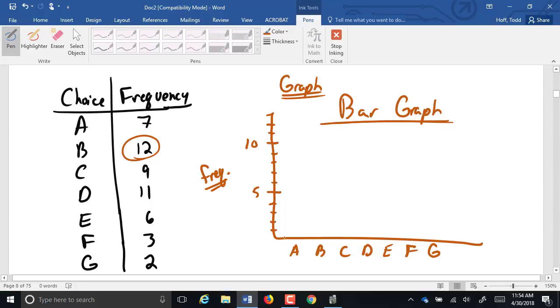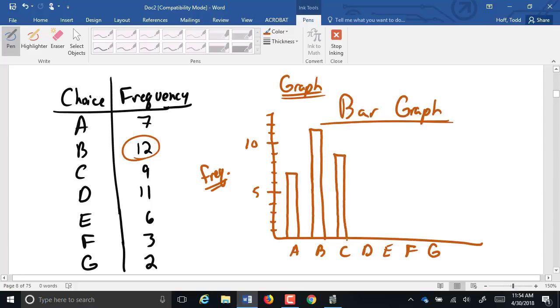So here, letter A had a frequency of 7, so I'm going to draw a bar up to 7, over and down. B had a frequency of 12, so I draw a bar up to 12, over and down. C had a frequency of 9, so I go up to 9. D was 11, so I go up to 11, over and down. E was 6.